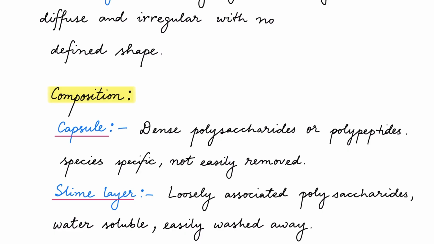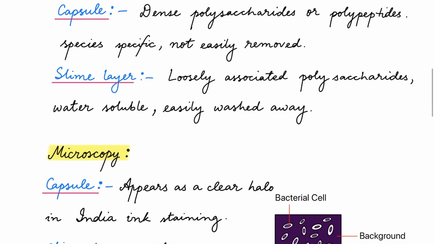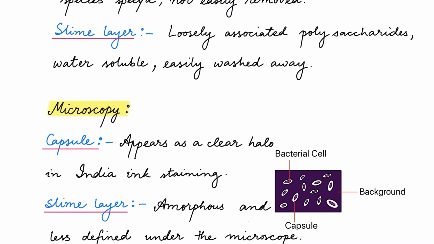Now we will understand how capsules and slime layers can be visualized under a microscope. So capsules are best seen using the negative staining technique with India ink, where they appear as a clear halo-like zone surrounding the darkly stained bacterial cell. The capsule itself does not take up the dye. The slime layer appears amorphous, meaning without shape, and less defined under the microscope because it is thin, uneven, and not as tightly bound to the cell.